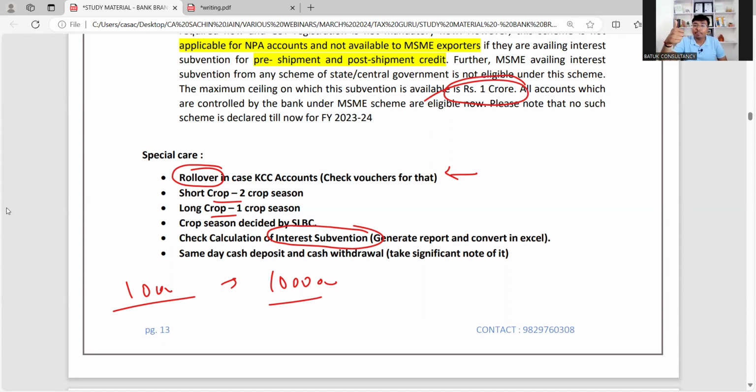Perfect. Same day cash deposit and cash withdrawal, the same will be rollover. In that case, this is a significant thing and we need to prepare a significant note for that.